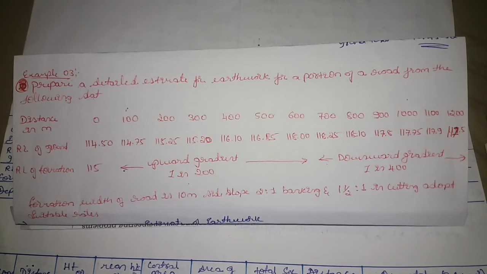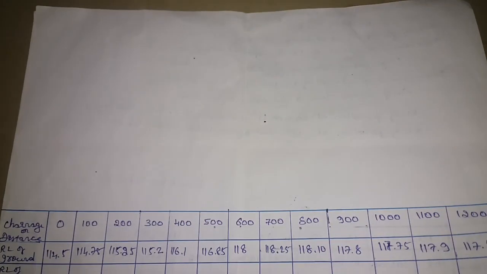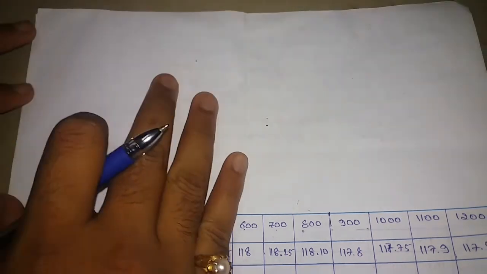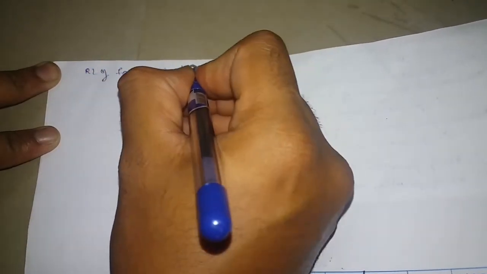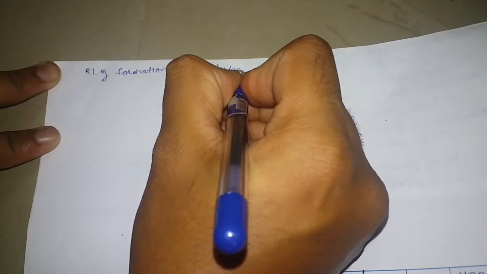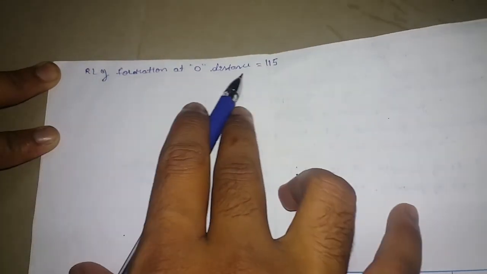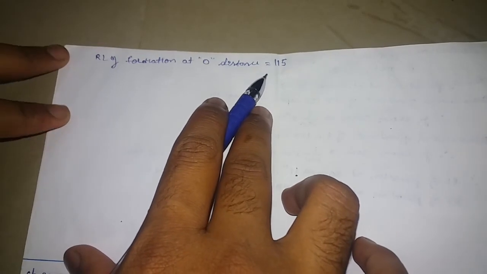Now we need to go on calculating. First we need to find the RL of the formation. For that we go on calculating the RL of the formation. First, whatever is given in the question: he clearly says the RL of the formation at 0 distance. At 0 distance, what is the RL of the formation? He told it is 115. So this is the RL of the formation at 0 distance, given directly in the question.